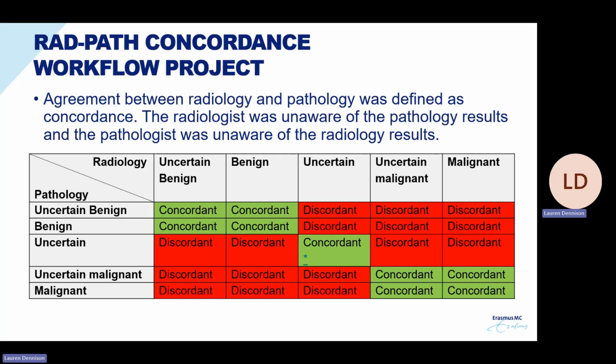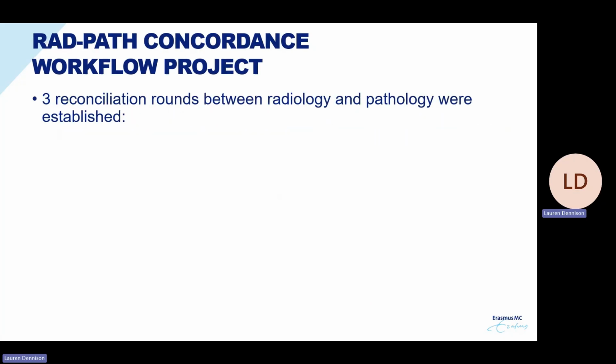And then we came to this concordance map, as it were, where if I reported something as uncertain benign and the radiologist called it benign or the other way around, we were in essence concordant. If both were uncertain, that's not great, but then we're still concordant. And the same also applies to malignant, uncertain malignant. Everything else would be discordant.